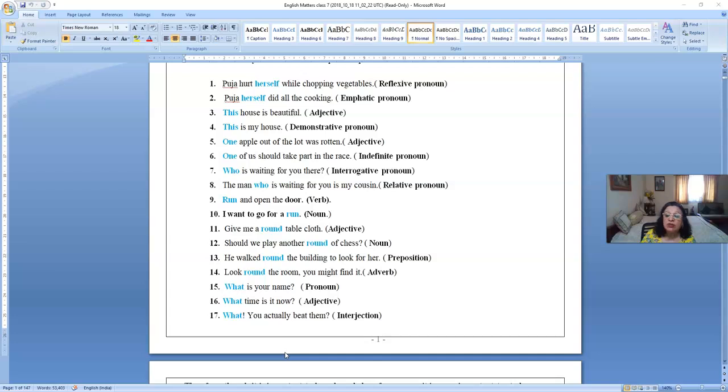He walked round the building to look at her. So it's telling us the position of his walking. He walked round the building to look for her. So now round becomes a preposition. Look round the room. You might find it. Now look where? Round the room. So it's qualifying look. So it's an adverb.